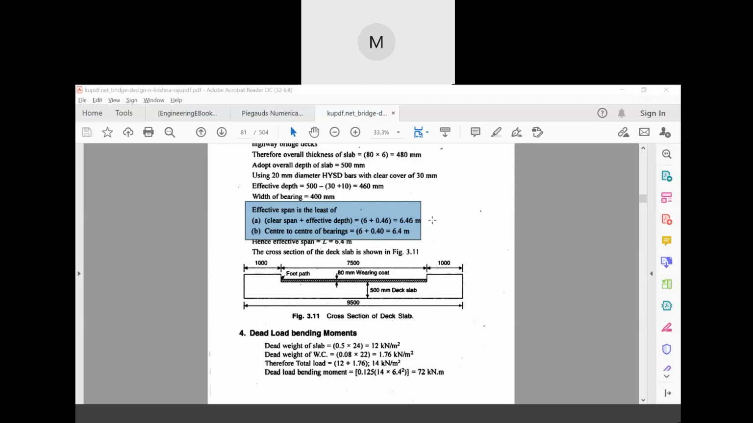Now how much is the bearing? Bearing is 400 mm, right? And the span is 6 m, right? The bearing is on both sides, right? If the bearing is on both sides, then you'll have to consider half from one bearing and half from the other bearing. That is why it is coming to be 6.4 m.